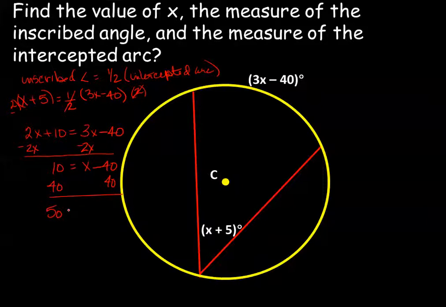So I've got 50 equals x. It said find the value of x. It wants me to find the measure of the inscribed angle and the measure of the intercepted arc. So all I have to do is plug in 50 down here. 50 plus 5 equals 55 degrees. Well, I can either plug my 50 in here, or I can just say 55 times 2 is going to give me 110. Either way, I'm going to get the same answer.